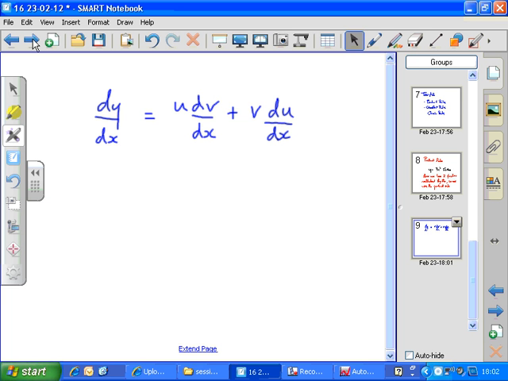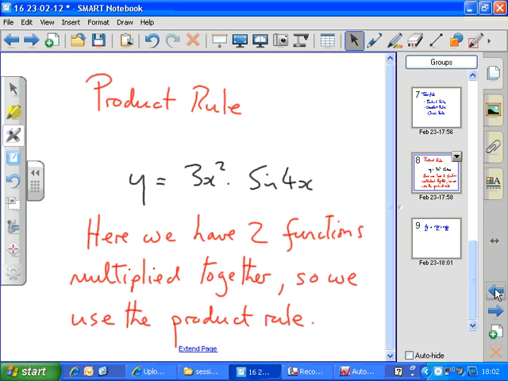So first of all, what is u and what is v? Let's go back to the previous slide. U is the first function, and v is the second function. So what we do is we call the first function u, the second function v, to apply the rule.